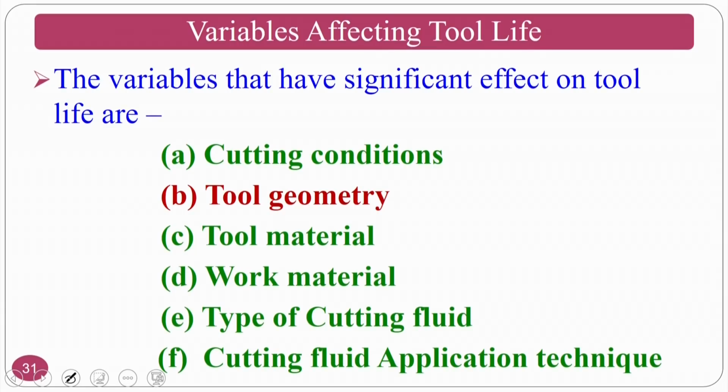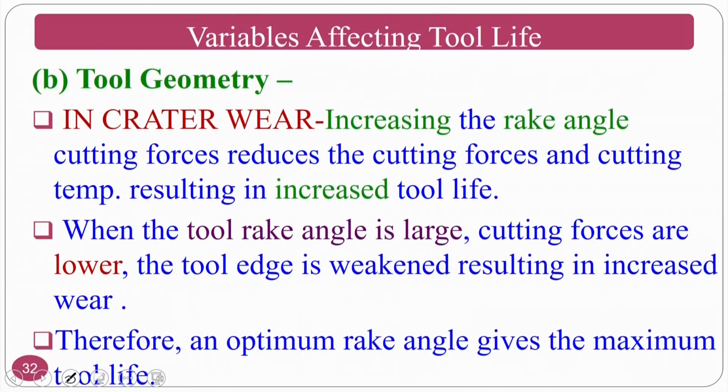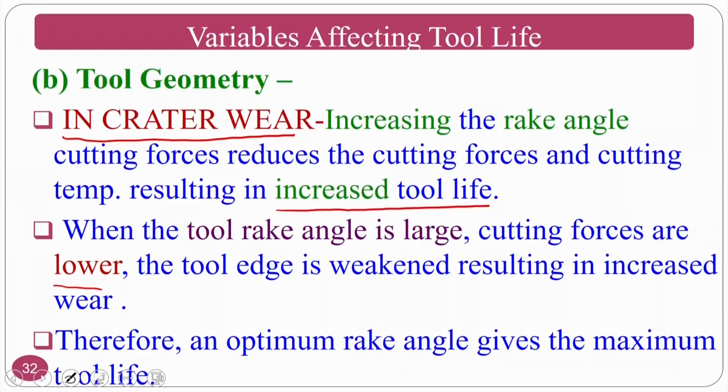Okay. So, the second one is the tool geometry. You can see the tool geometry. Normally, in crater wear, increasing the rake angle reduces cutting forces, and lower cutting forces and cutting temperature increase tool life. What I mean to say is, if I increase the rake angle, my chip flows smoothly and at the same time forces reduce. If the forces reduce, my crater wear will obviously go down. When the tool rake angle is large, the cutting forces are lower but the tool edge is weakened, resulting in increased wear. Okay. So, you cannot go on increasing my back rake angle beyond a certain level.